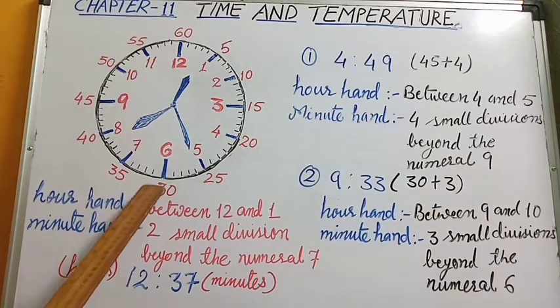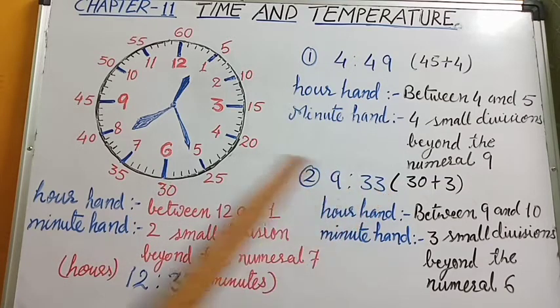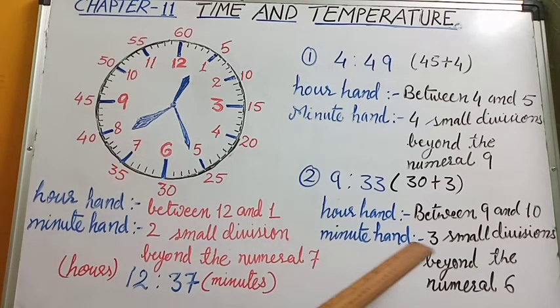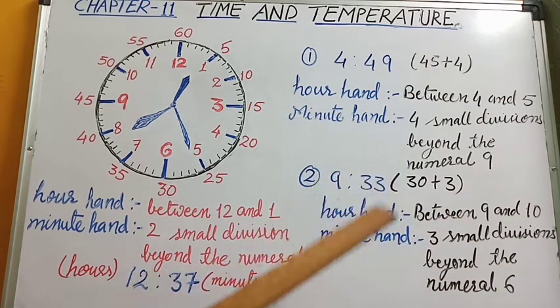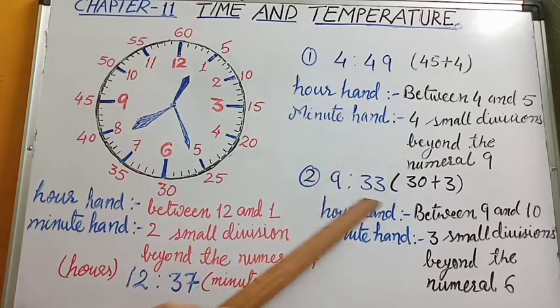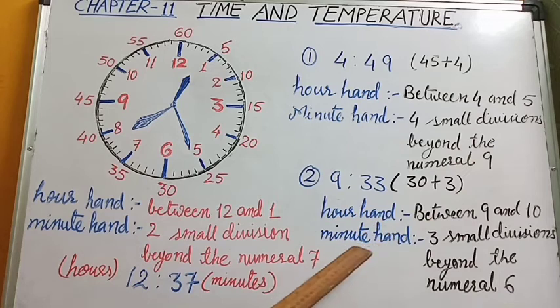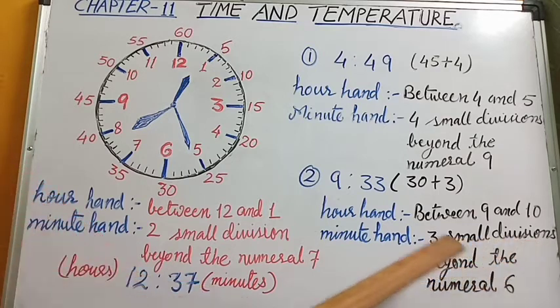Whenever the minute hand is at 6, it represents 30 minutes. We need 33, so we have to move 3 small divisions ahead. So we can say 3 small divisions beyond the numeral 6. It will become 33 minutes. So whenever we have to show 9:33, we have to make the hour hand between 9 and 10, and the minute hand 3 small divisions beyond the numeral 6.